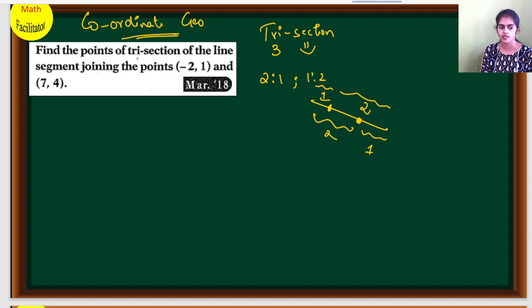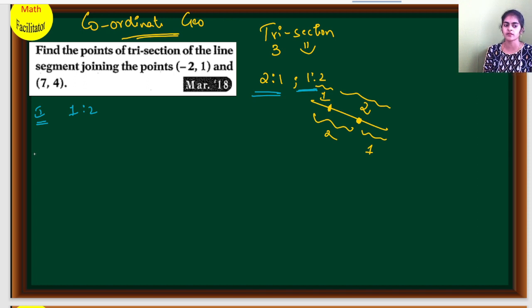Whenever this question is given to you, they will not give you the ratio. The ratio you will have to understand. Point of trisection means 3 parts. 1 plus 2 is 3, 2 plus 1 is 3. So 3 parts, 1:2 ratio, 2:1 ratio. Remember, the ratio will not be given, you have to write the ratio. Therefore the ratios are 1:2 and 2:1. First case, let us take the ratio as 1:2.